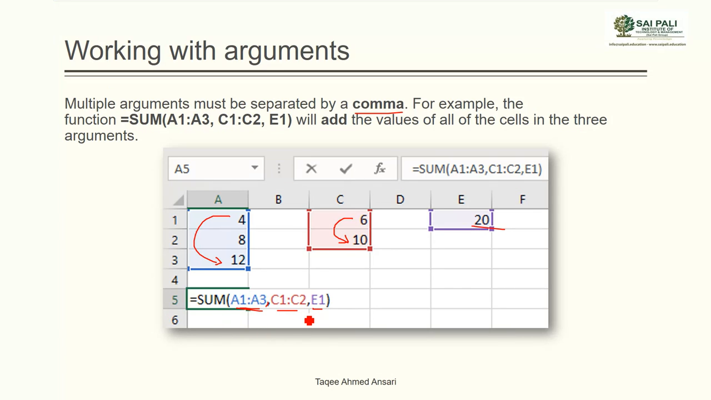And what it will do now, when I press enter? It will add all the values from this range, then all the values from this range, and also from this cell, and it will give us the total of all the values.